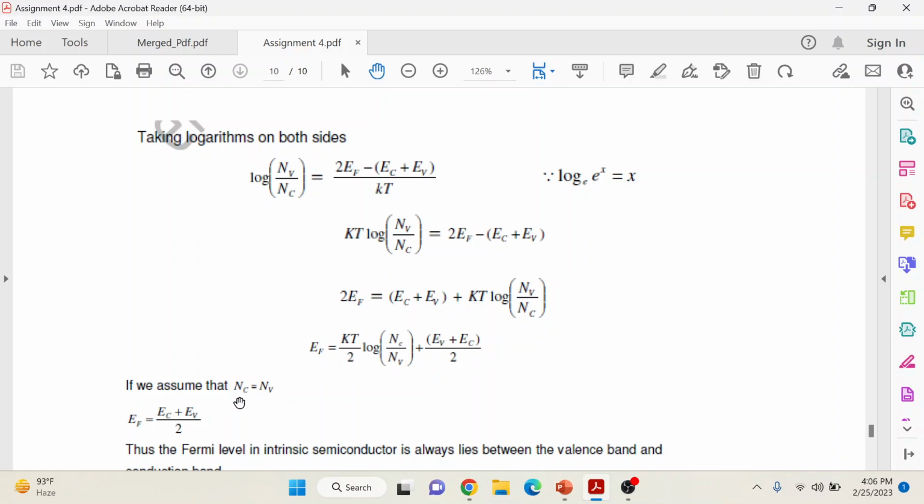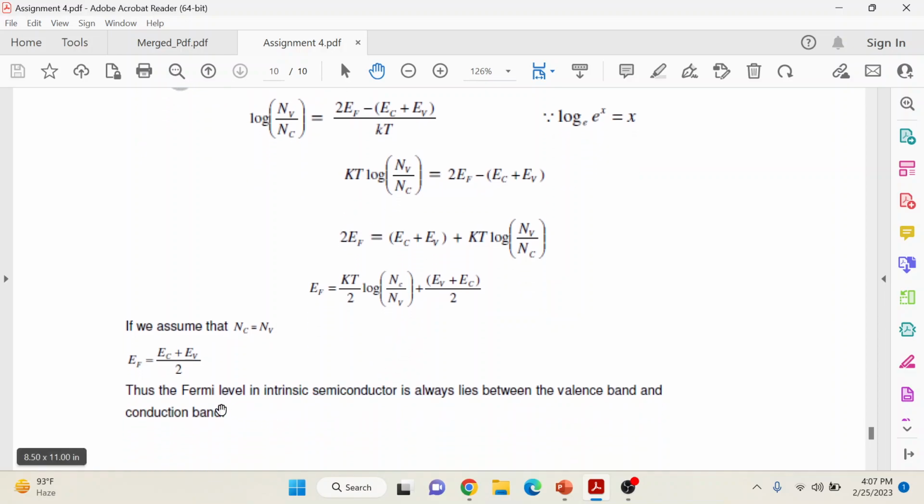Now if you assume that Nc equals Nv, that means the number of states in the conduction band and the valence band are the same. That means this term will cancel out, Mele, right? Yes, sir. That means Ef equals (Ec plus Ev) by 2. Thus, we can say that the Fermi level in an intrinsic semiconductor always lies between the valence band and the conduction band.